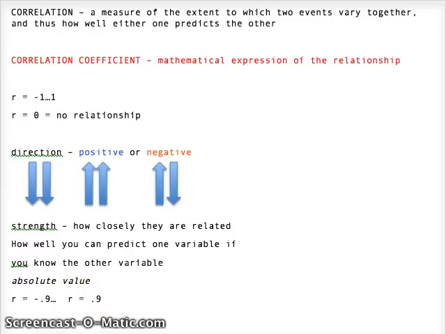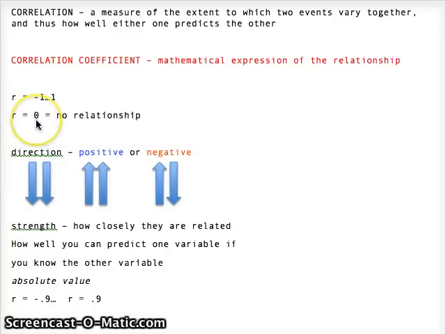That's what matters. For strength, what matters is how close it is to 1 or negative 1. The larger the absolute value, the better, the larger the strength. So you cannot get a stronger correlation than negative 1. You cannot get a stronger correlation than positive 1. That is as strong as it can get.